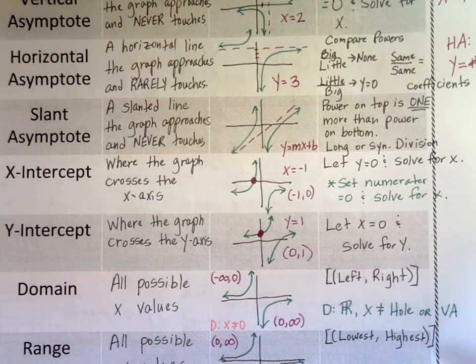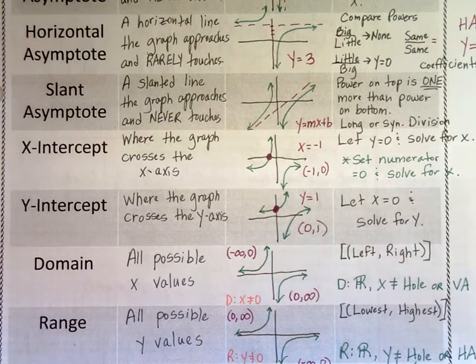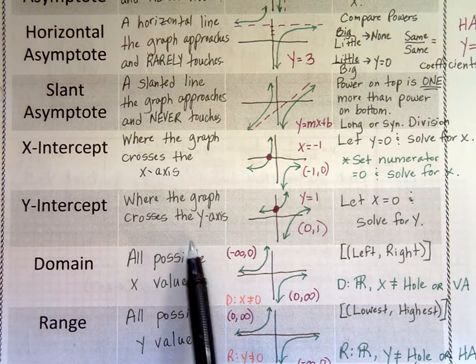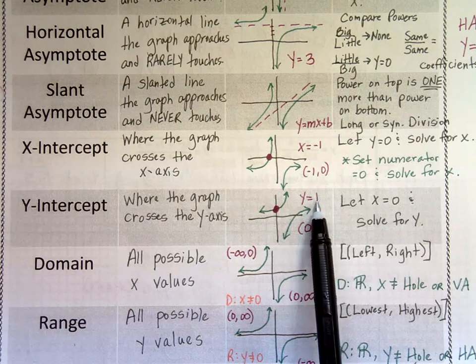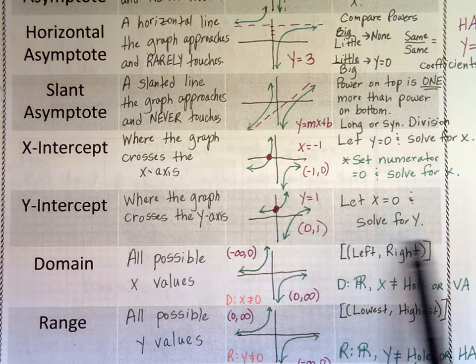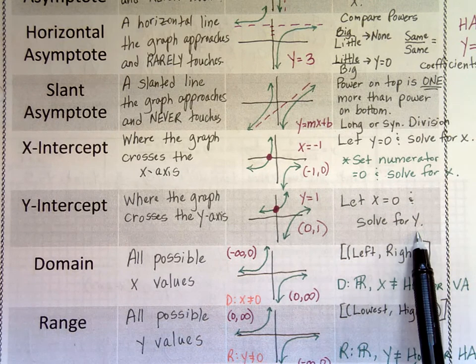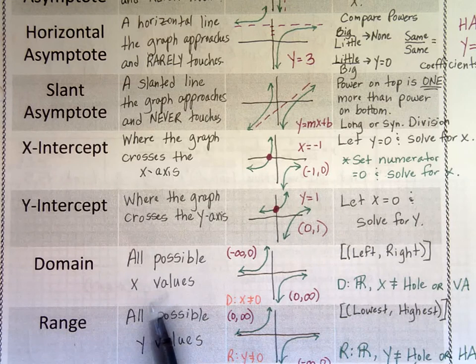So y-intercept is next. The y-intercept is where it crosses the y-axis, of course. And so in this case, here's my picture. I can write it as y equals 1, or the coordinate (0, 1). How do you find it? You let x equal 0 and solve for y. Domain was next, all the possible x values.